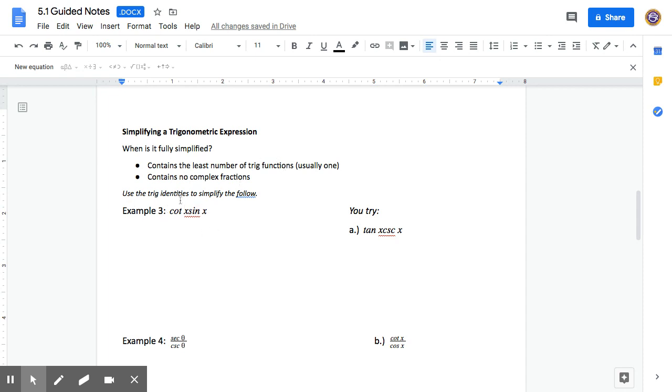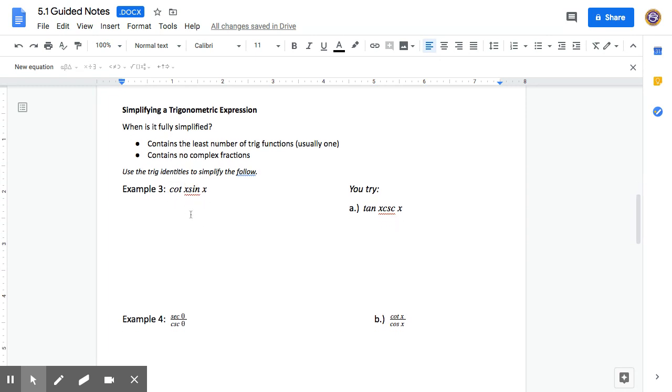So for this example here, it says cotangent of x times sine of x. There we have two trig functions. We want to simplify it down to one. So what we want to do is we want to replace either cotangent or sine in order to see if something cancels out. A trick here, I'm going to type this in.